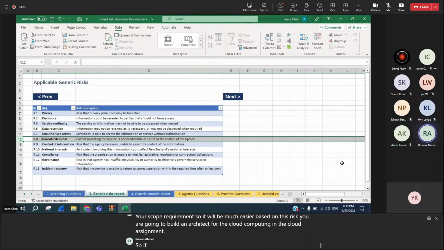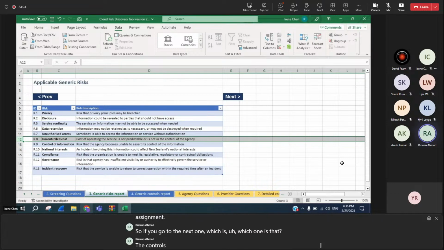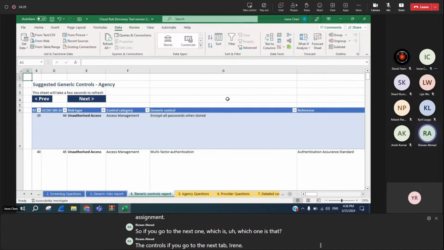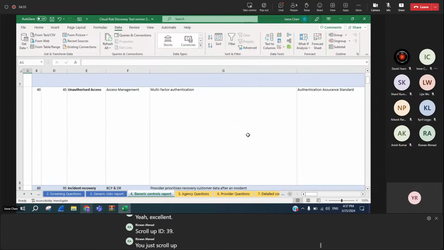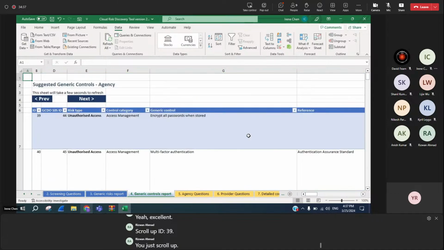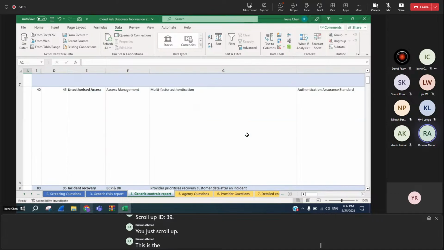So if you go to the next one, which one is that? The controls. If you go to the next tab, Irene. Yeah, excellent. Scroll up. ID is 39. You just scroll up. This is the maximum you have.